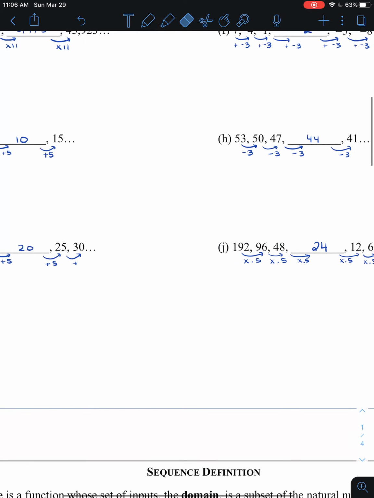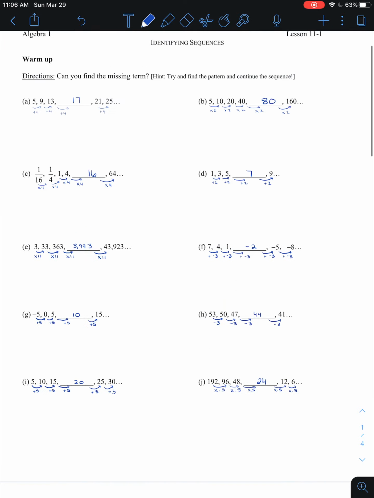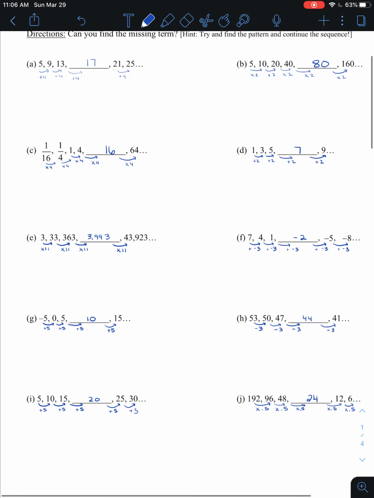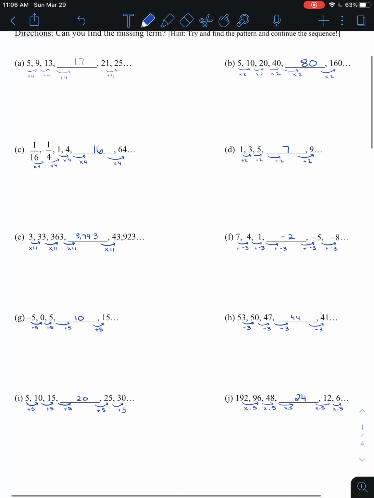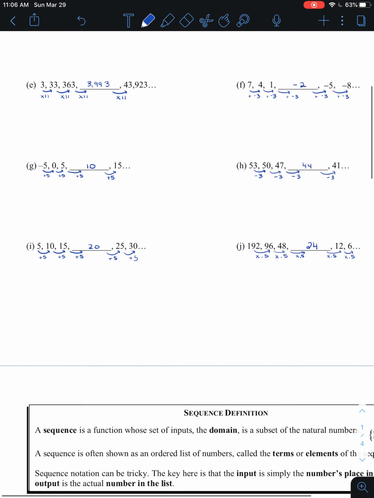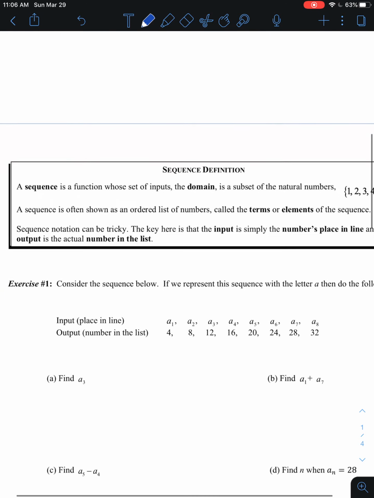Okay, so let's just zoom out here a bit. I think I lost my 5 over here. Okay. So we identified the missing terms here, and we found that we had a bunch of different patterns. Some of them were adding by a positive, some of them we could have thought of as subtracting or adding a negative, and some of them were multiply by a number bigger than 1, or in this one case for J, multiply by something less than 1 because the numbers were going down. But these are all different patterns, and then we're going to start calling patterns with numbers sequences.